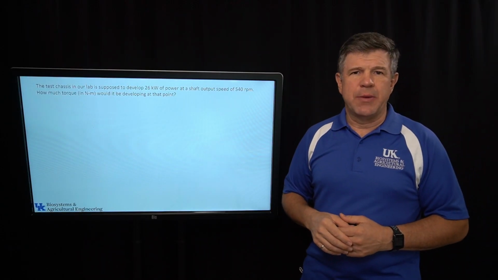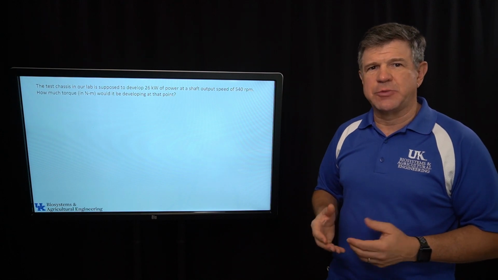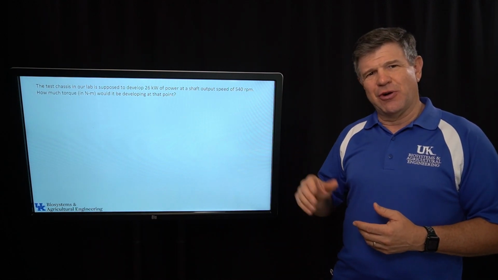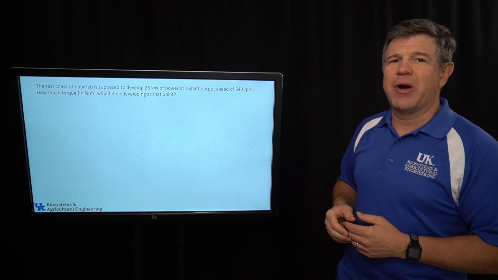Let's do one more example using this power torque speed relationship, and we're going to do it in the metric system this time, and we're going to turn it around a little bit as well. So here's the problem we have to work with.